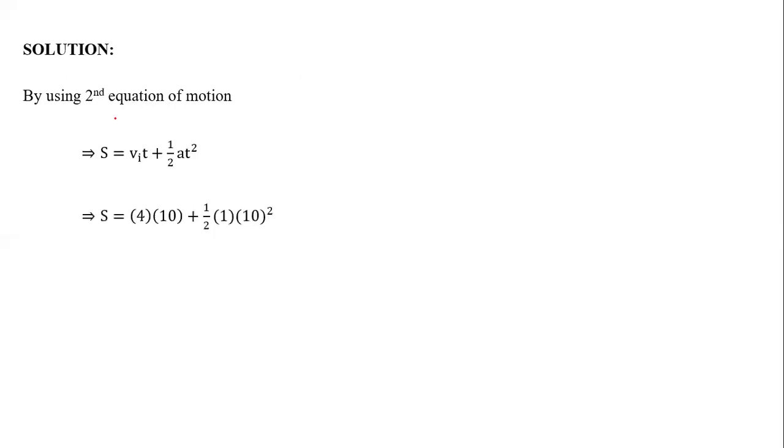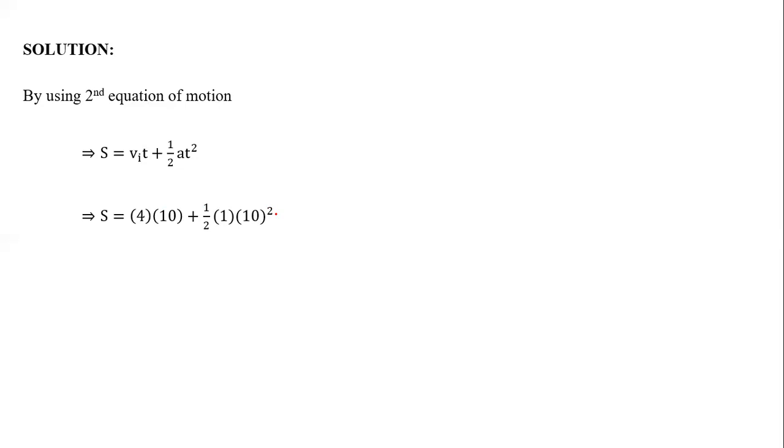Now, by using the second equation of motion, S is equal to Vit plus half at square. So this is our second equation of motion. Now we can put in the values. Initial velocity is 4, time is 10, half is as it is, acceleration is 1, and again time is 10, and square as it is.